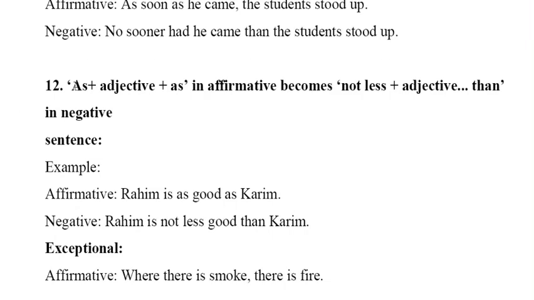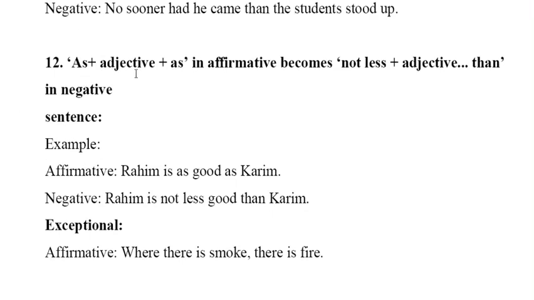And 12 says if you find as adjective as, that will tend to be not less plus adjective than. Rohim is as good as Karim. So its negative would be: Rohim is not less good than Karim.